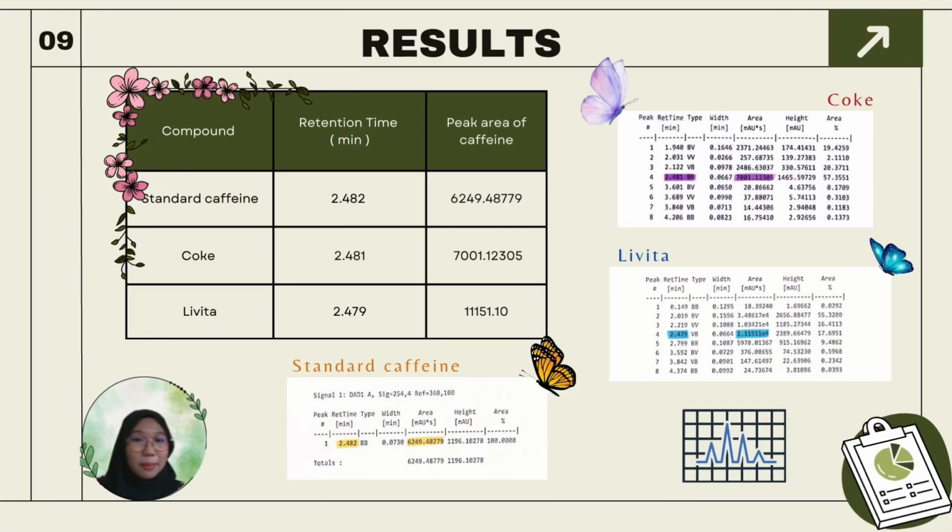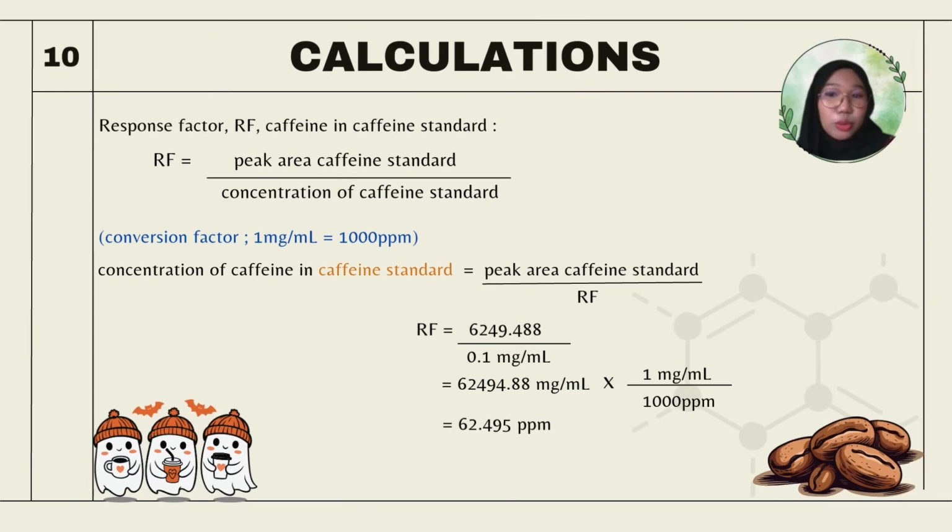Assalamualaikum and hi, my name is Nurul Adlina binti Dudley. My student ID is 2022876976. I will present about the result and the calculation. In this result, we get retention time and peak area of caffeine for 3 compounds, which is standard caffeine, Coke, and Levita. For the calculation, we will find the response factor.